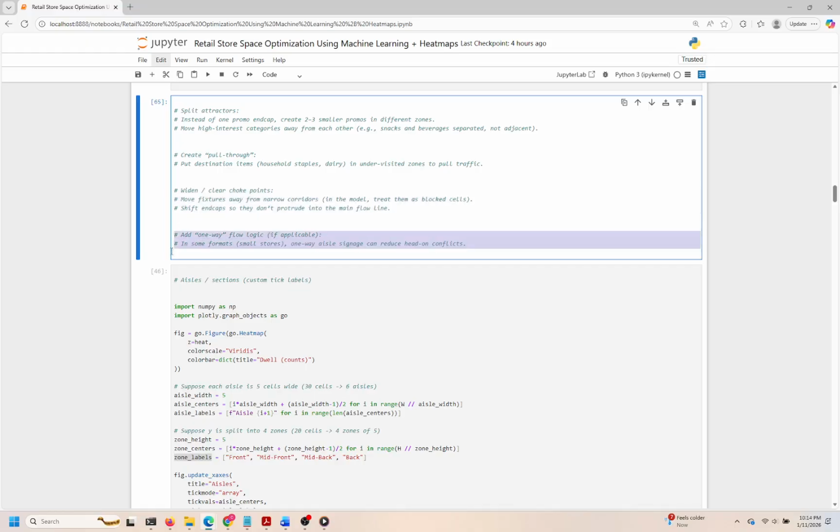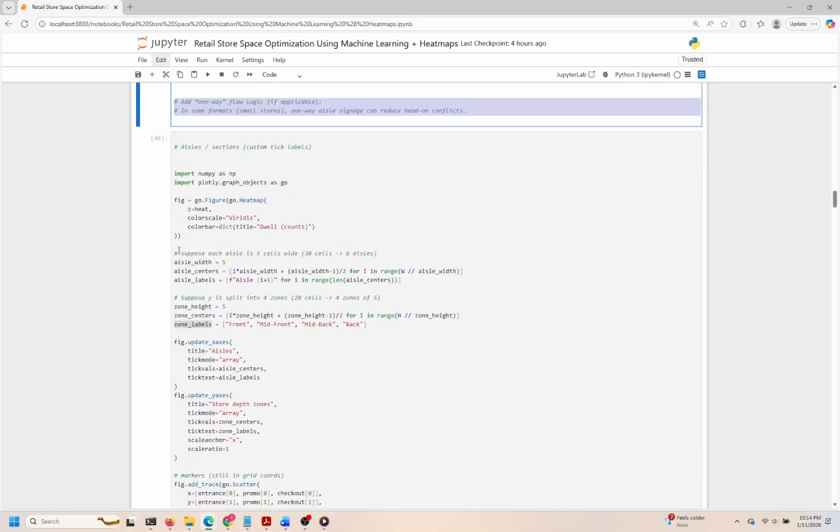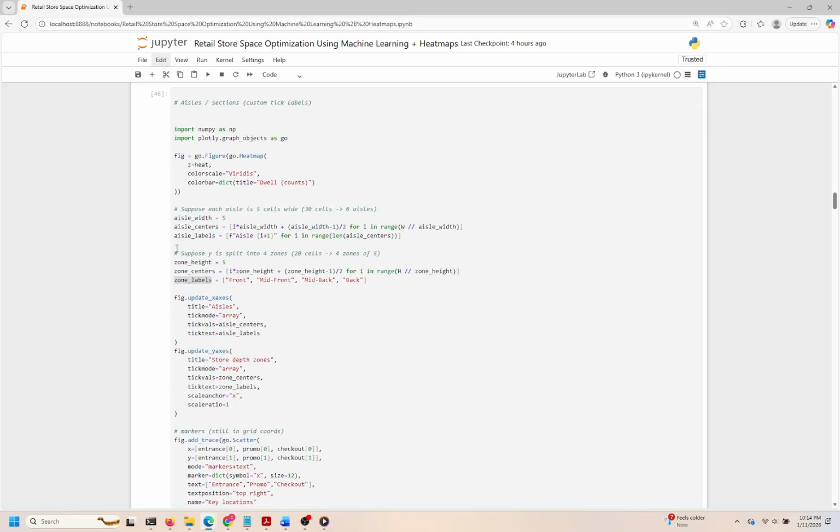As we move forward, the next cell will likely build upon these principles by diving deeper into specific measurements and analyses of how changes to layout impact customer behavior. This will help us better understand the effectiveness of our strategies and refine our approach even further.